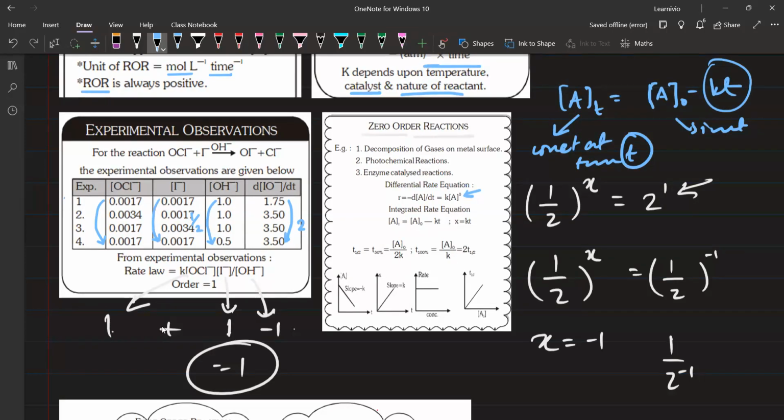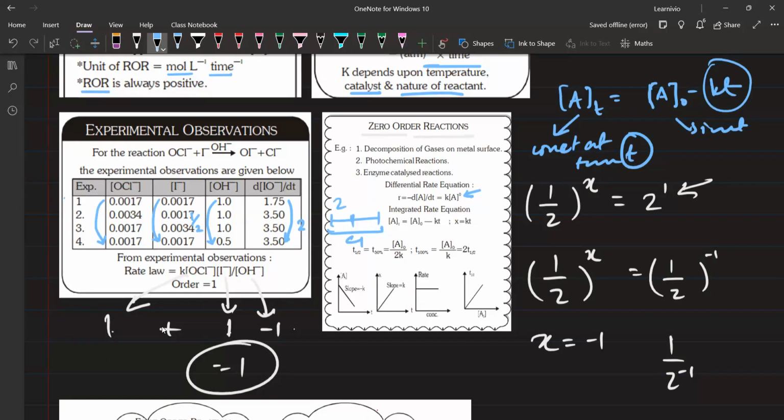Now, the t half of the zero order reaction is equal to initial concentration divided by 2K, and the complete reaction will occur when t half is doubled. So, if 50% of the reaction is happening in 2 minutes, the complete reaction will happen in 4 minutes, directly proportional.